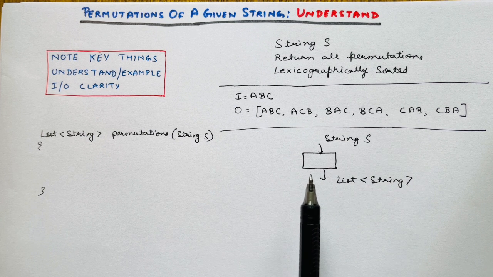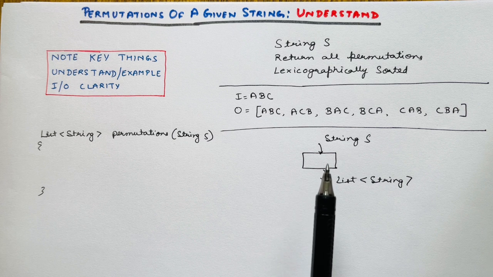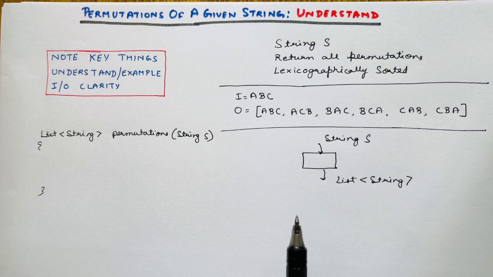So if we consider our solution as a black box, we are getting a string as an input and we have to return the list of string as an output. So what does our function signature look like? Our function signature would look something like this.